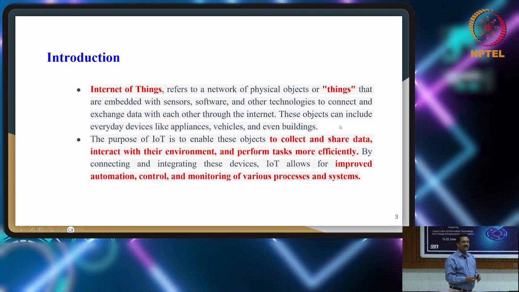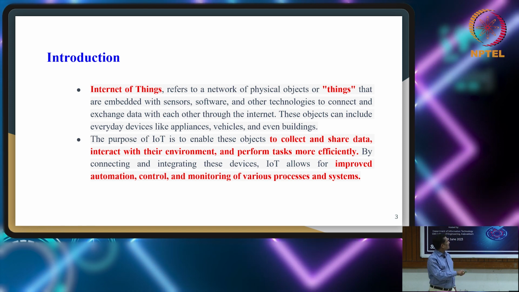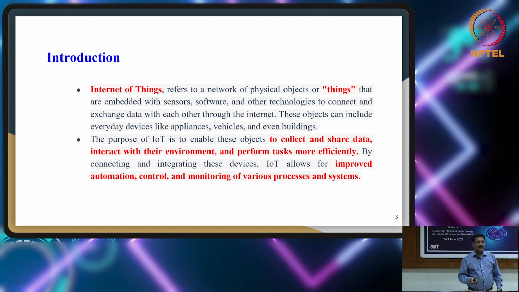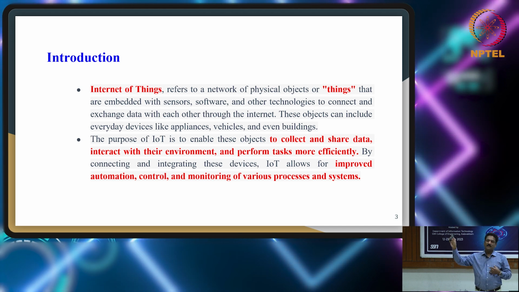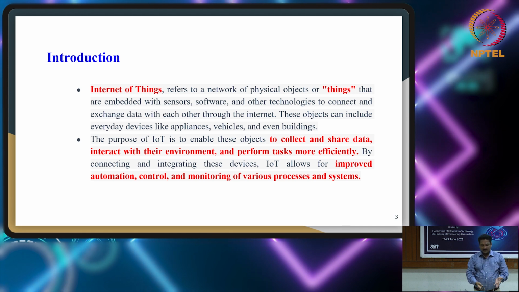So what is Internet of Things? The Internet of Things refers to a network of physical objects, or things. I told you, the physical object. You are a physical object. I am a physical object. This is a physical object. The fan is a physical object. The light is a physical object. The mouse is a physical object. My class is a physical object.